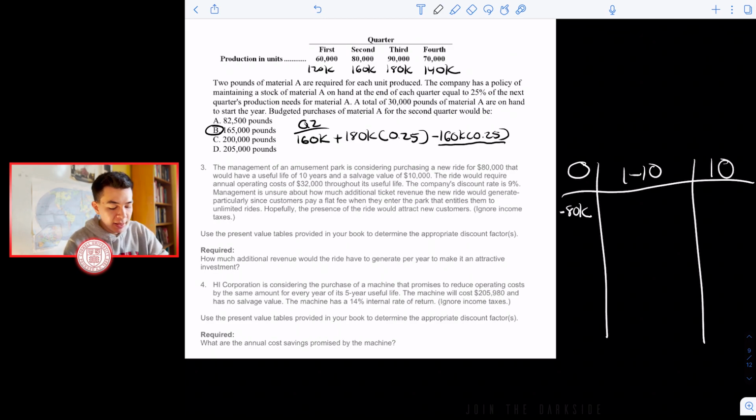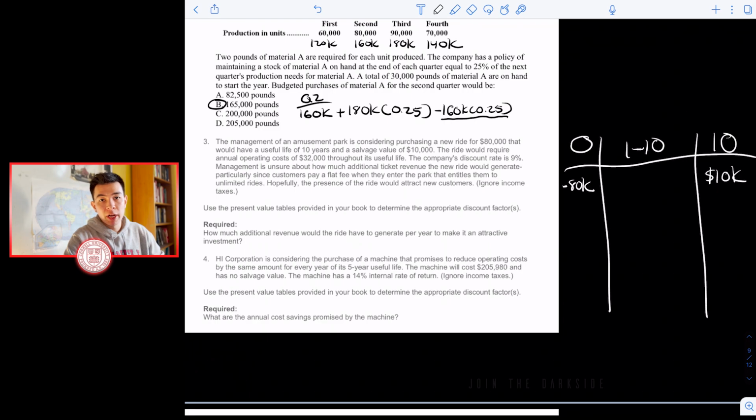And then I'm going to put $10,000 in year 10 because we know that we have a salvage value of $10,000 after 10 years. So that's why I'm putting positive $10,000 in year number 10. Next, I got to figure out what is the annual operating cost of this ride. And they tell us here that it should be $32,000. So I'm going to write here for years 1 through 10, $32,000.